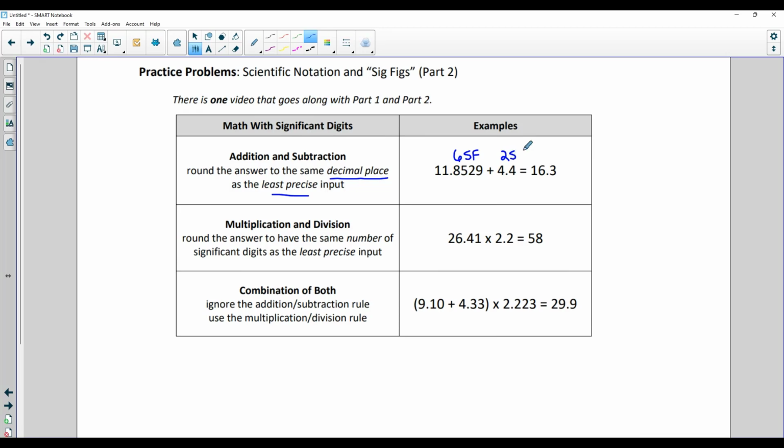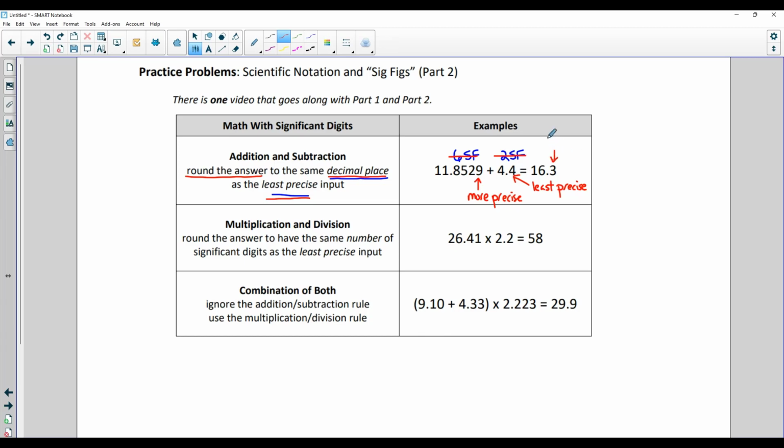But none of that actually matters. This number, because it goes to the thousandths place, is more precise. And this one that only goes to the tenths place is least precise. So when you add them up on the calculator, the 0.4 here, that's the least precise decimal place. I mean, it's the tenths place.